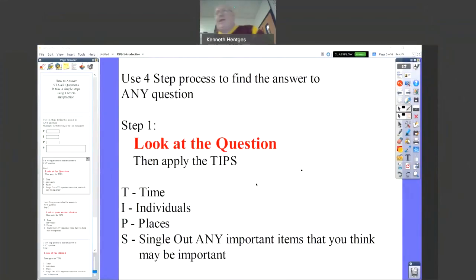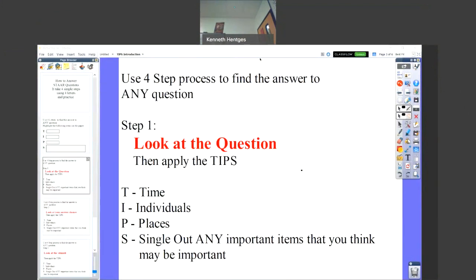All right. Okay. Now we've learned 4 letters. Now let's go with the 4 steps. Now, I'm going to tell you something that teachers, especially English teachers, don't want to hear. Don't read the question. Don't read the stimuli. You start with TIPS and you look at the question.